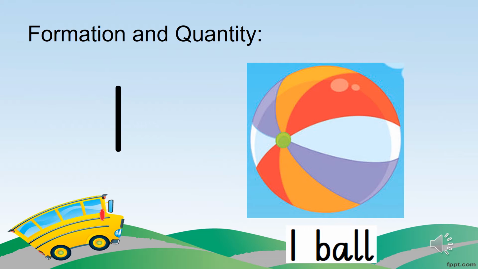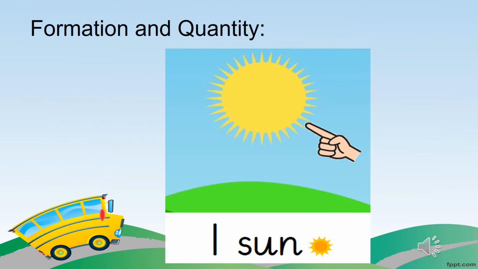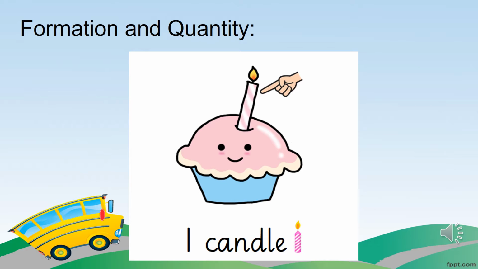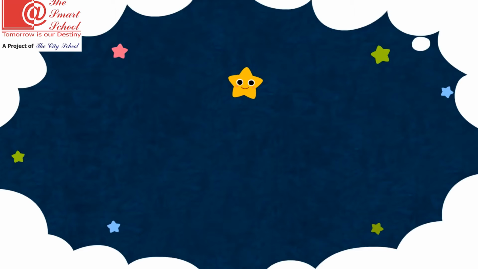Numbers also tell us about the quantity. For example, 1 sun, 1 candle. Bravo! Now you can relate number 1 with quantity.